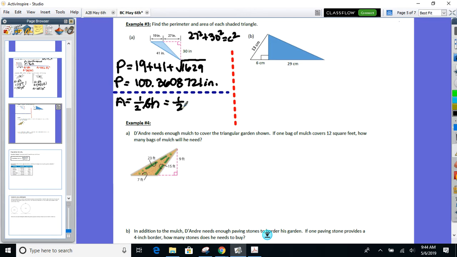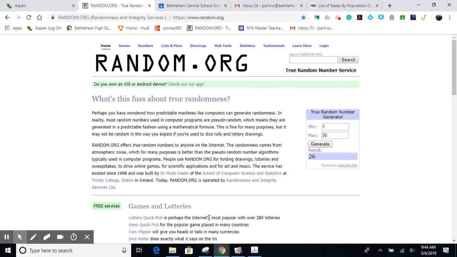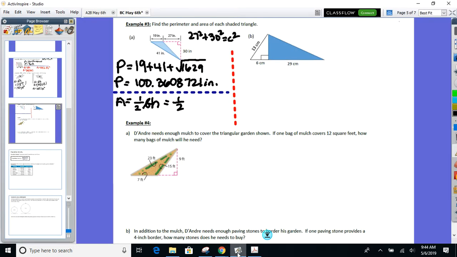Okay, what's the base and the height? Can you get that? Remember, height is a perpendicular line drawn from a vertex, and the base is on the actual triangle. What do you got for me? Height first. 30, beautiful. And base on the actual triangle, 19, nice.